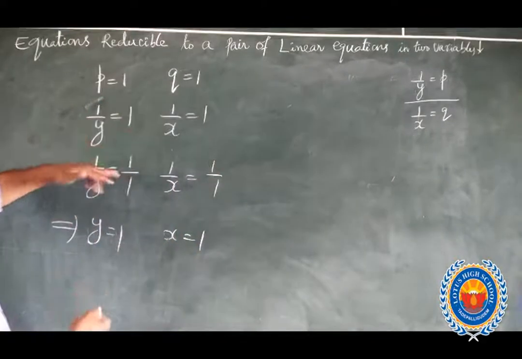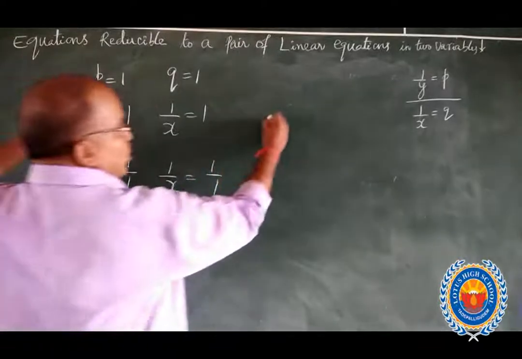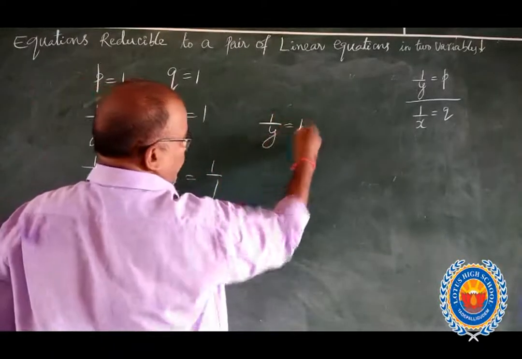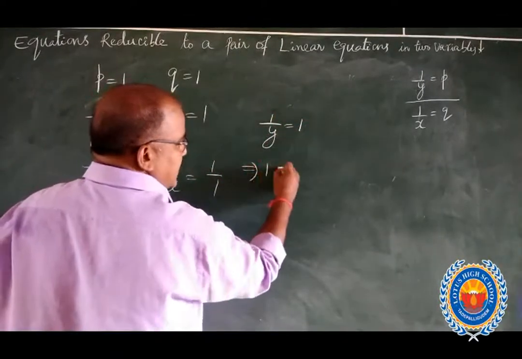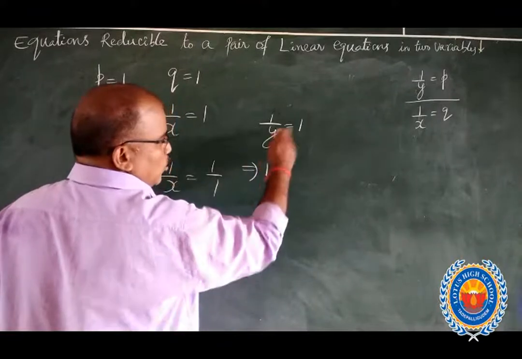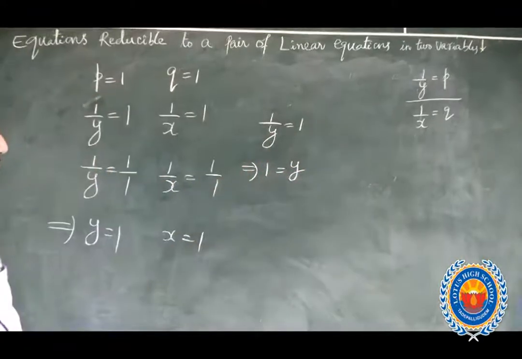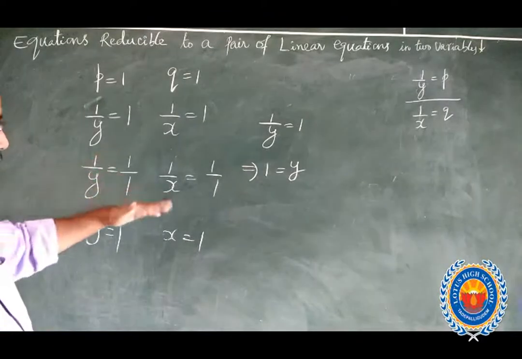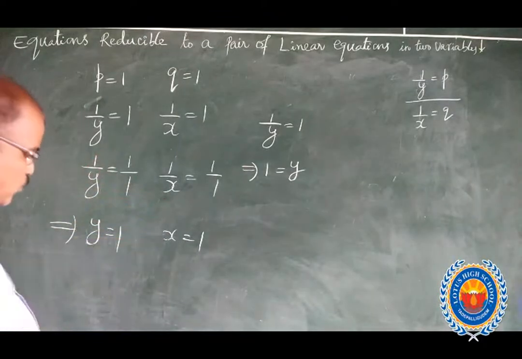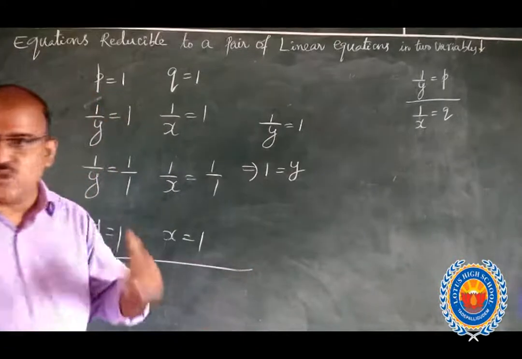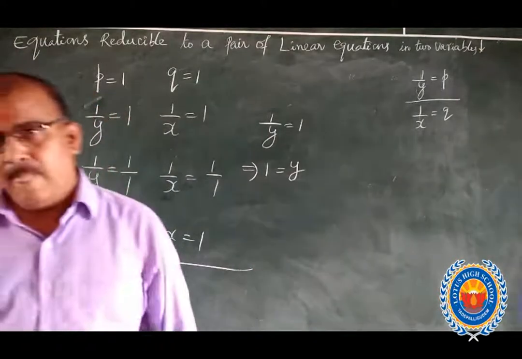Otherwise, here itself we can do it. How? 1 by y is equal to 1 implies y is equal to 1, by multiplying with y. Like that also you can do, that is your wish. Finally, x is equal to 1 and y is equal to 1. This is the answer for this first question.